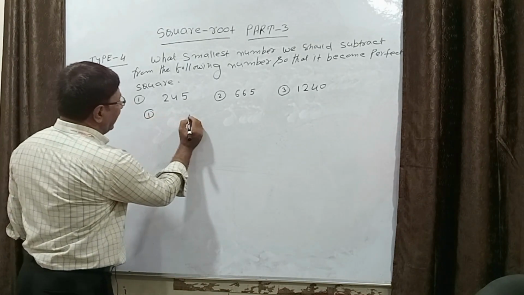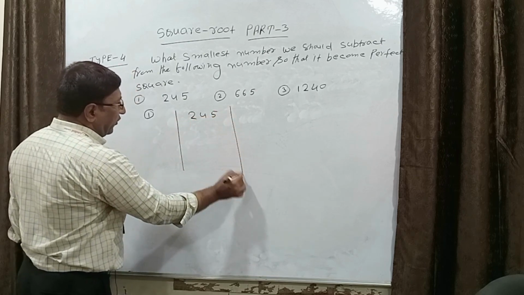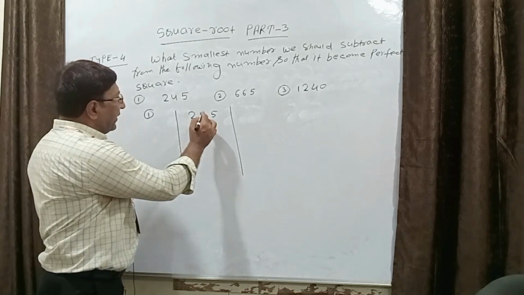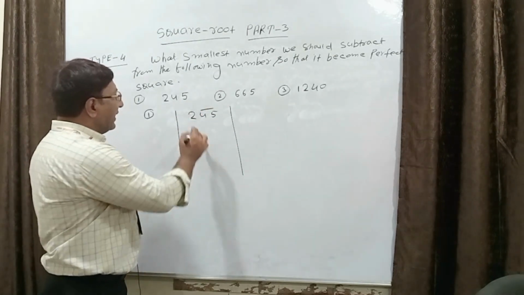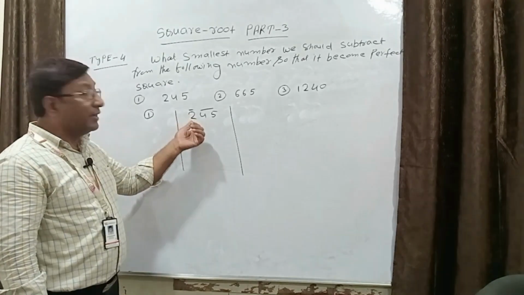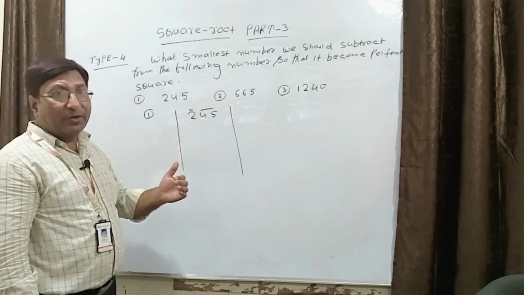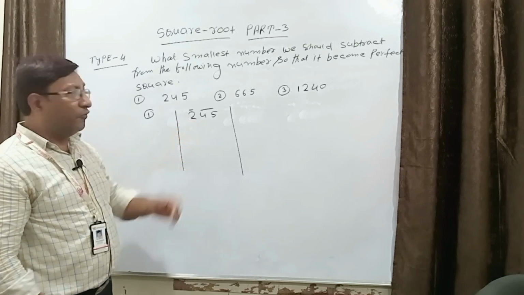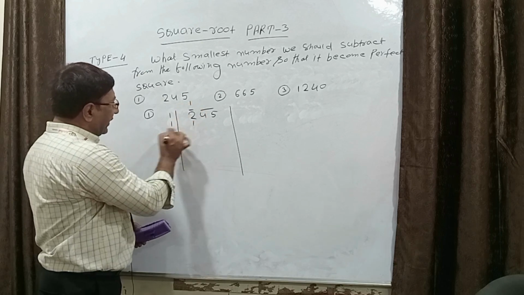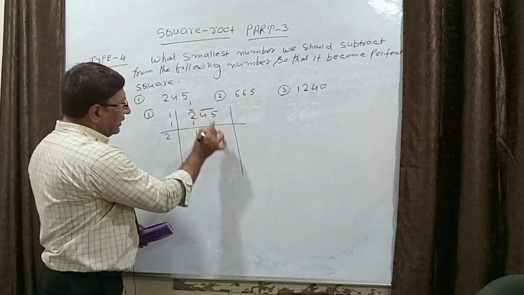The first question is 245. We are starting with the division method, which we already explained in part 1. First we make pairs: 45 and here 2. Now we need a number whose square gives 2, and if not 2, then slightly less. 1 into 1 is 1. 2 into 2 is 4, which is greater. So we go for 1. Now you see this is 2, this is 1. Now the second pair is what?